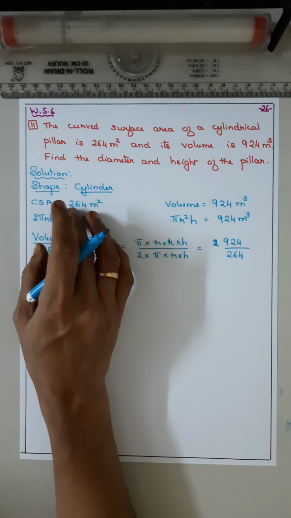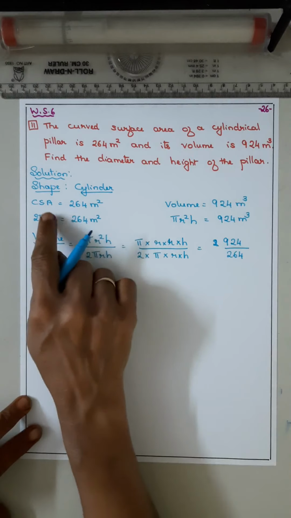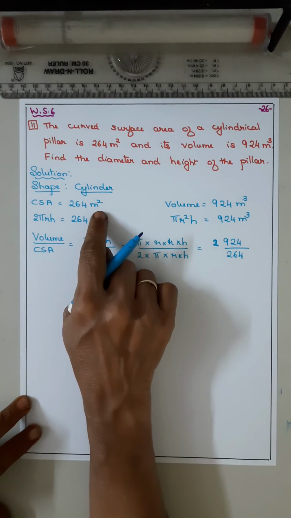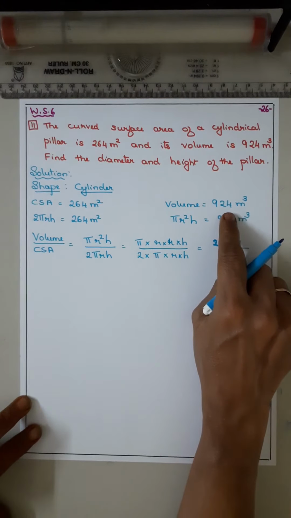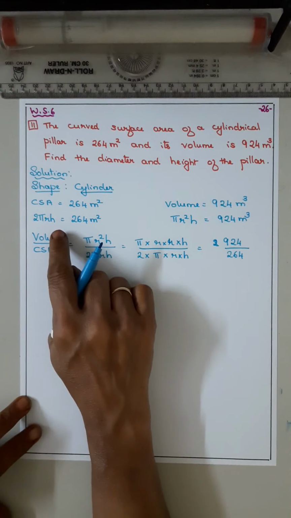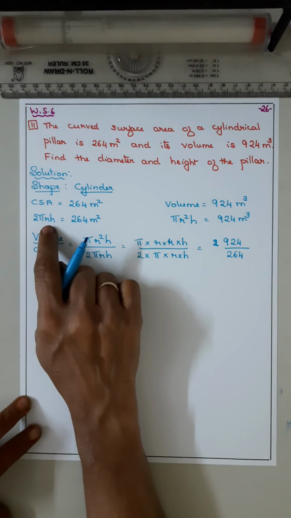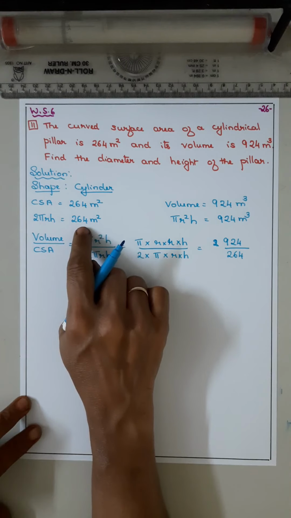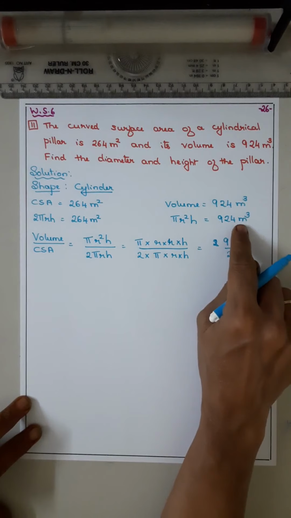Okay, so first it is CSA is given, curved surface area. CSA is equal to 264 meter square. Volume is 924 meter cube. Now put the values, the formula. So CSA is 2 pi RH is equal to 264 meter square. Volume is pi r squared h, the value is 924 meter cube.